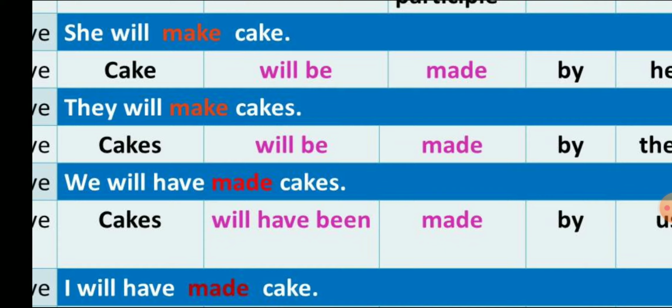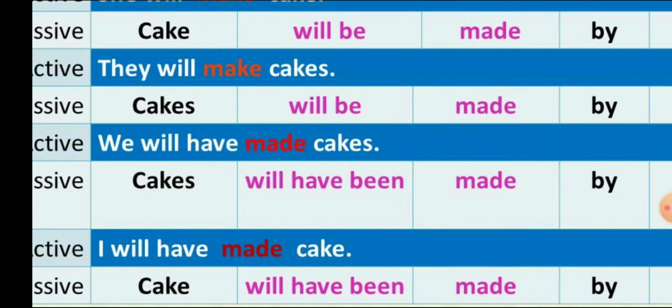So this is in which tense? It is future perfect tense. How did I identify that? In future perfect tense, we can see the verb form, that is will plus have plus past participle. This shows that it is in future perfect tense.